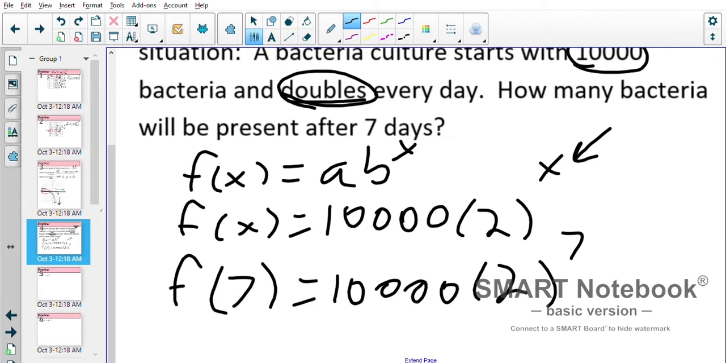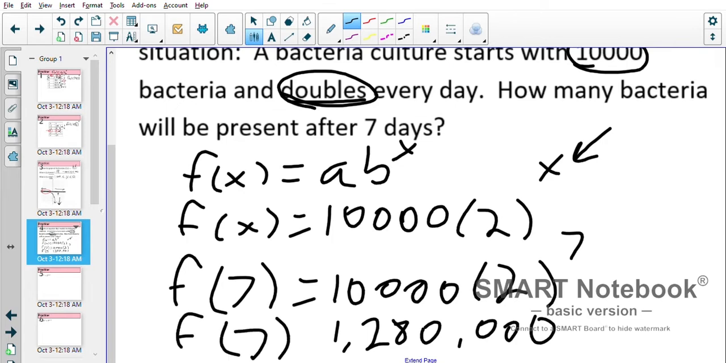So the total number of bacteria is 1,280,000 bacteria. All right, moving on.